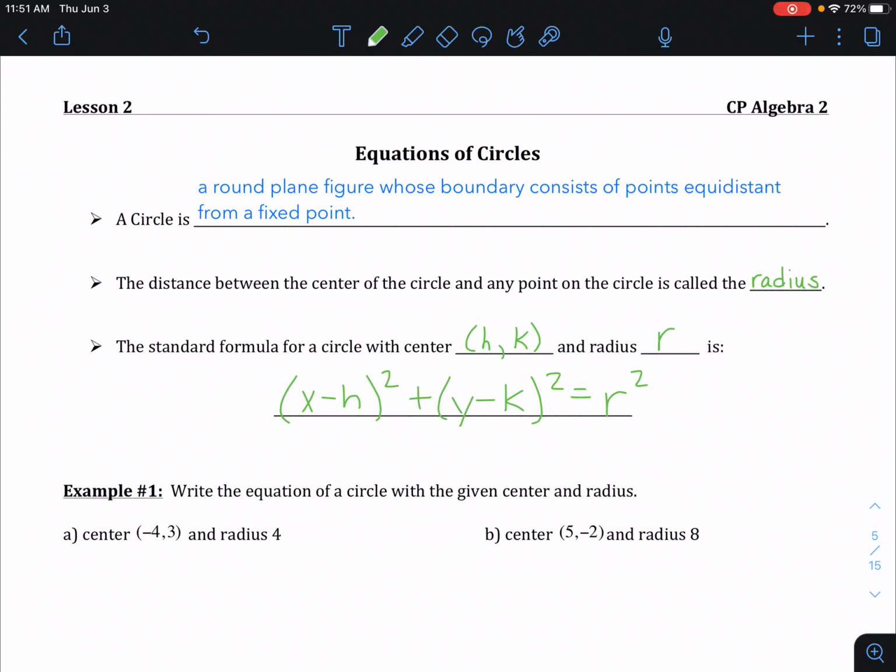Alright guys, we're in Unit 7, Lesson 2. Today we're going to be talking about equations of circles. So make sure to pause this and take down the notes.